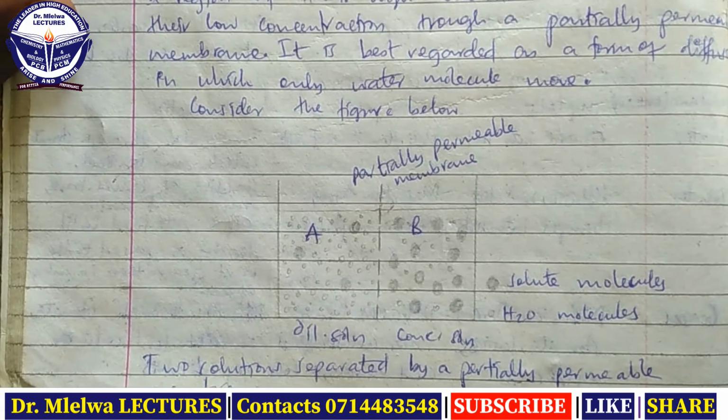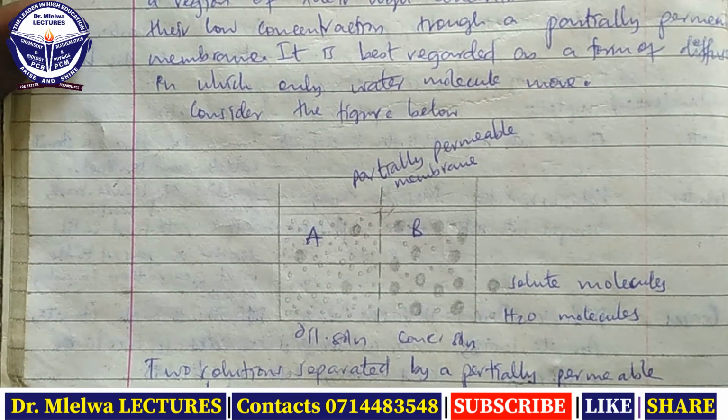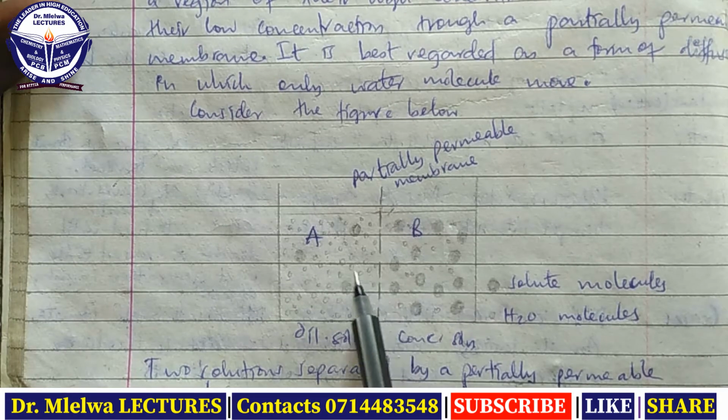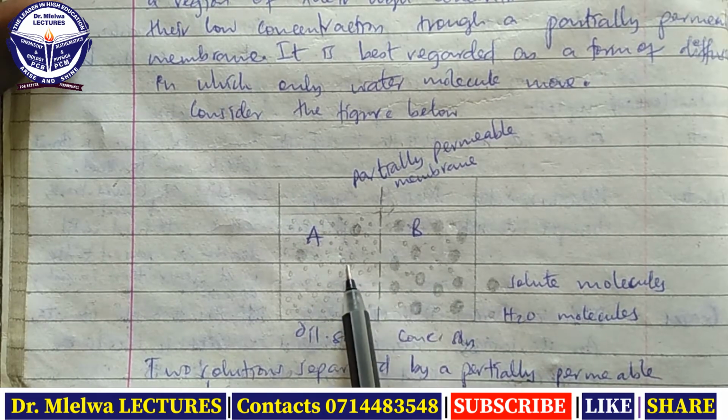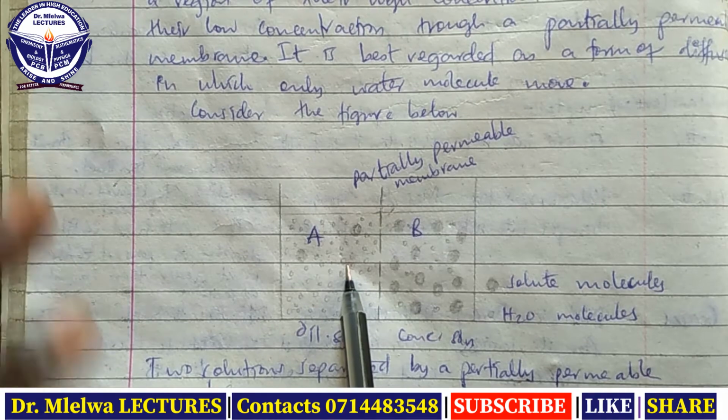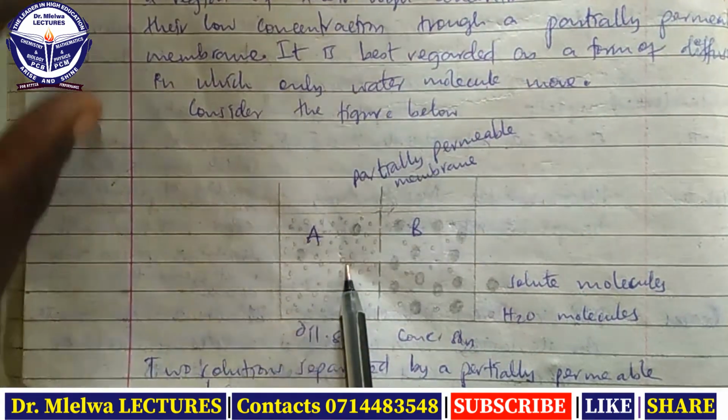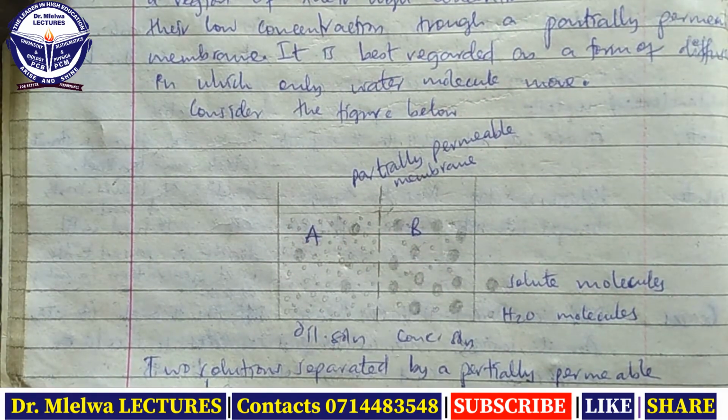And as we defined osmosis, it is the movement of water molecules from the region of high concentration to the region of low concentration. That means in this solution here, osmosis will occur from A to B. This is because the region of high concentration of water molecules is A, and the region of low concentration of water molecules is B.